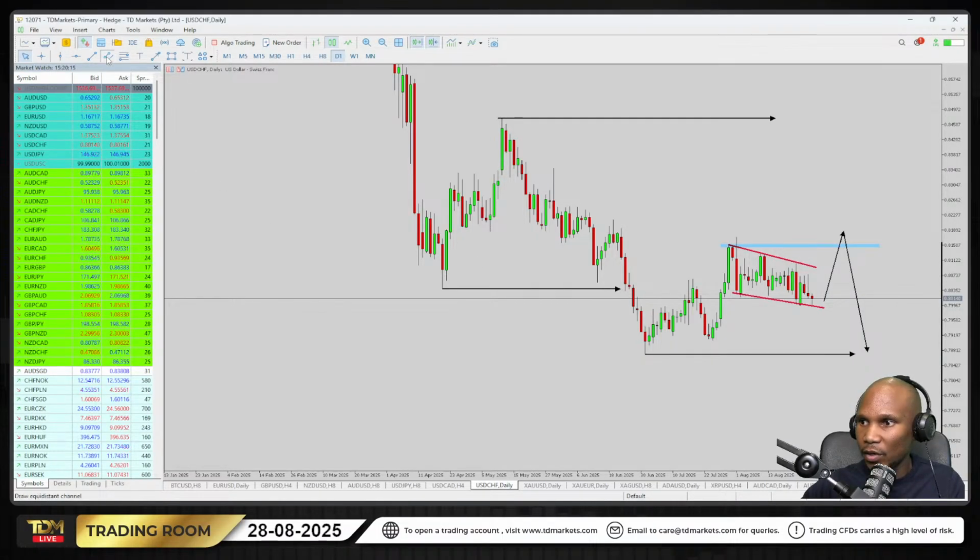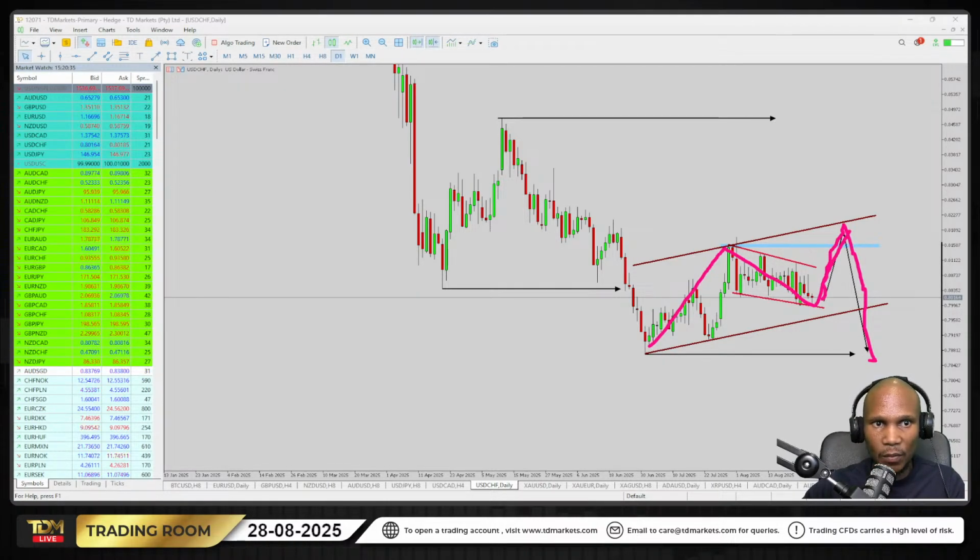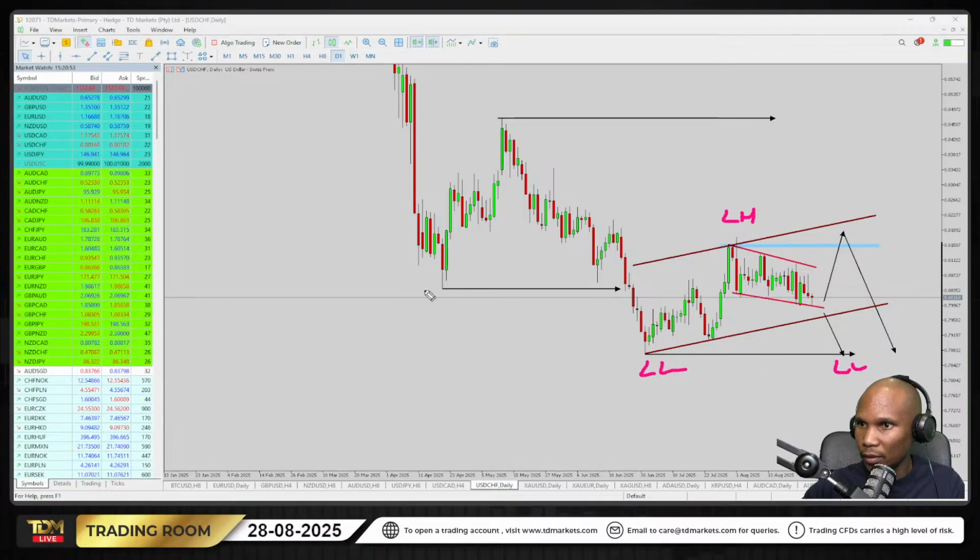Because within this big correction, what do you get? You've got a continuation pattern within the big correction. This continuation pattern might push price up one more time before the pattern itself completes. However, if price drops and goes back down to this low, it is because of the bigger structure. It is because this is our lower high, and we are going back to the lower low. But there's a possibility we might go up one more time.